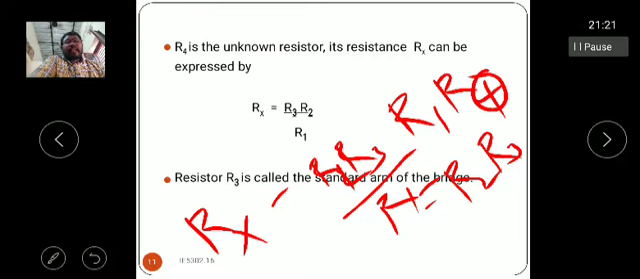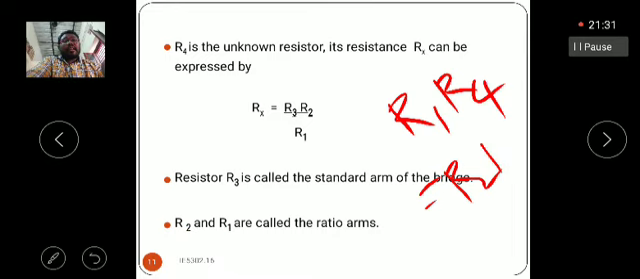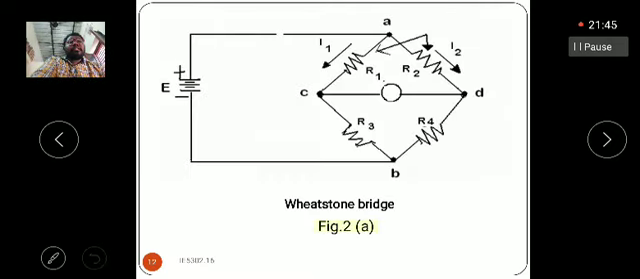The resistor R3 is called the standard arm of the bridge. One important thing here is that R3 is the standard arm of the bridge, and R2 and R1 are called the ratio arms. And this is the bridge circuit.